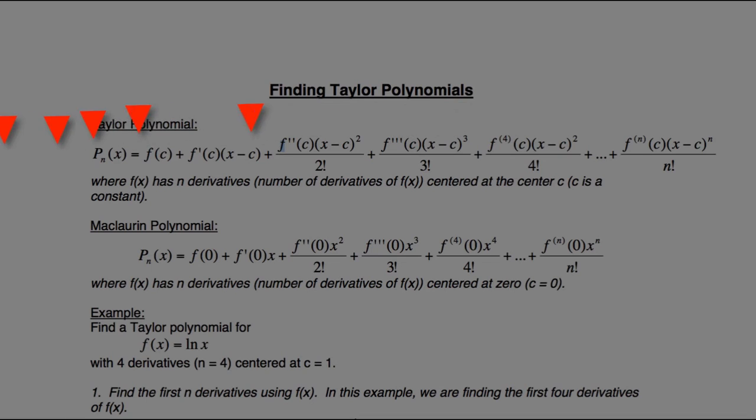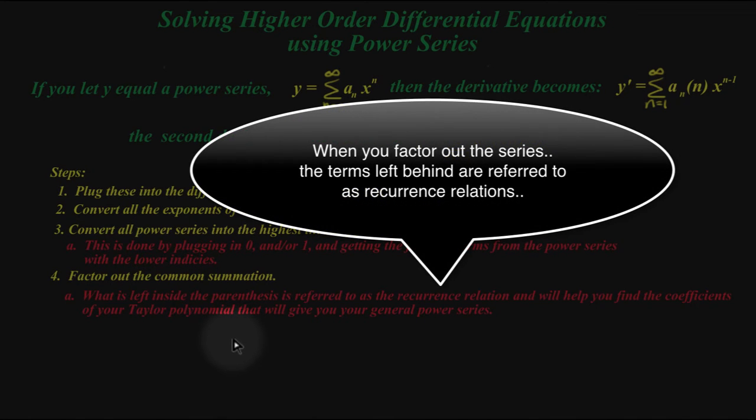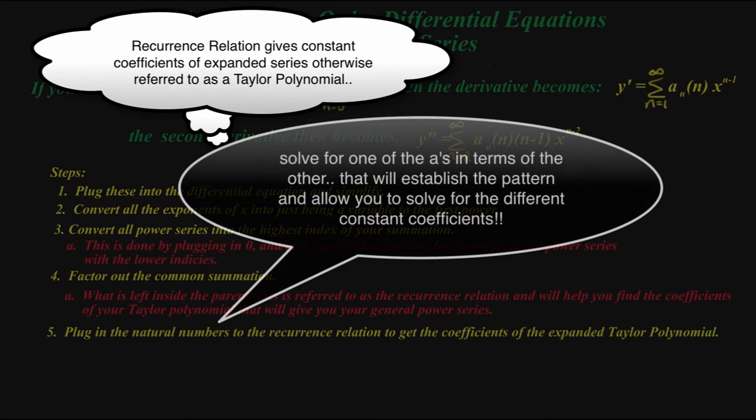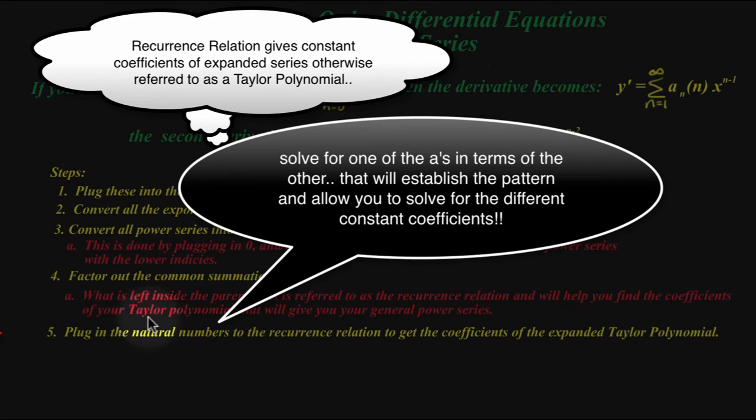This is on the 24hourtutor.com under the calculus section for Taylor polynomial. What's left inside is the recurrence relation once you factor out the summation, and that'll give you your tool to find the coefficients for your expanded Taylor polynomial. In order to get those coefficients, you need to plug the natural numbers into the recurrence relation you got, and that'll give them to you.